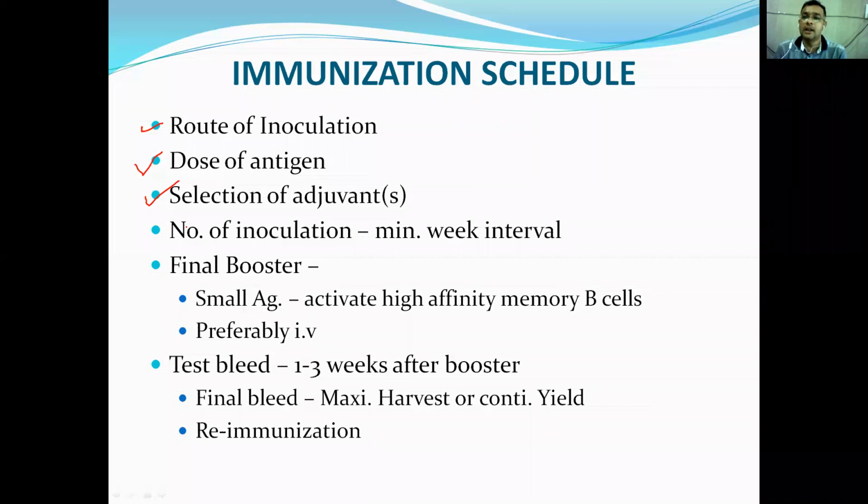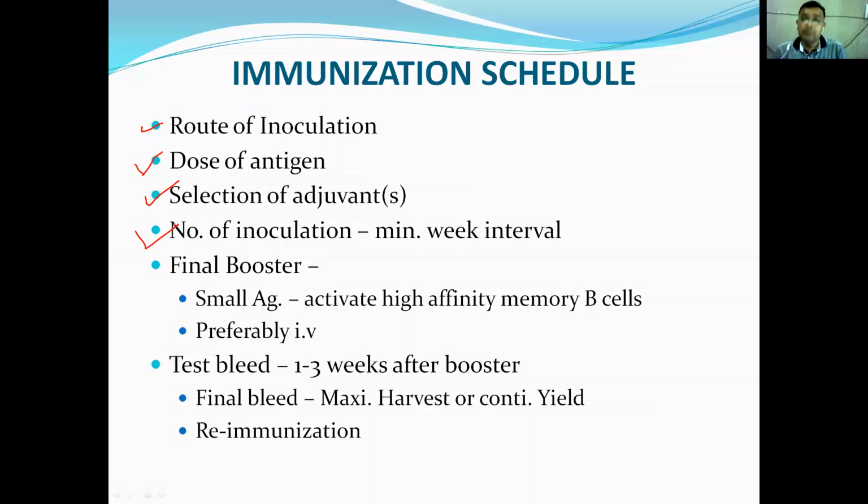Killed antigen generally requires the help of adjuvant, whereas in the case of live antigen, they may not require the adjuvant. This is a general statement. Next is the number of inoculations. A single shot is never sufficient to raise the hyperimmune serum. You have to go for multiple inoculations so that your immune system is repeatedly boosted, and that will produce a large amount of antibody against your target antigen.